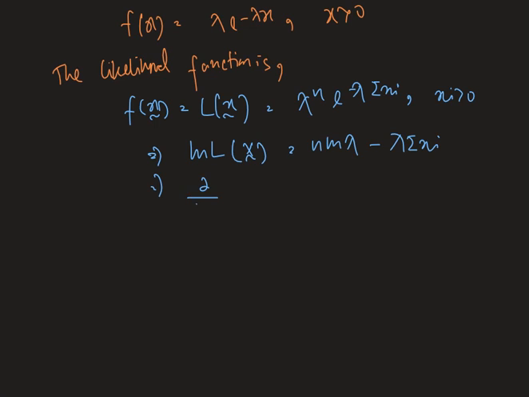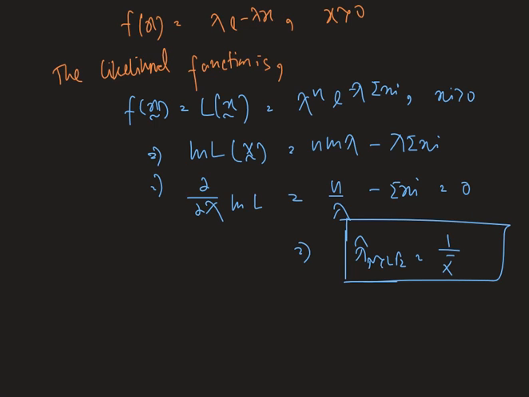Now if we do the derivative of ln L with respect to lambda, we get n by lambda minus sum over xi. If we equate it to 0, then we get the MLE of lambda, which is nothing but 1 by x bar.